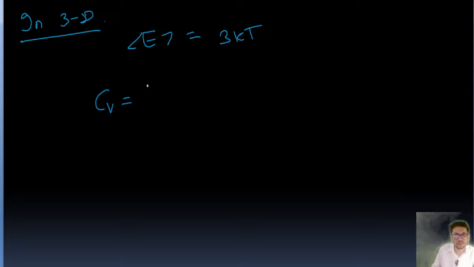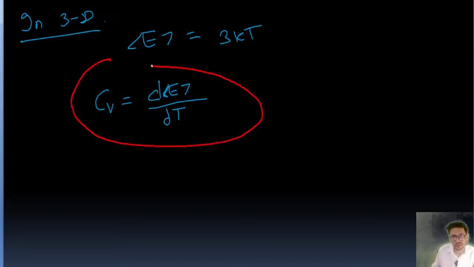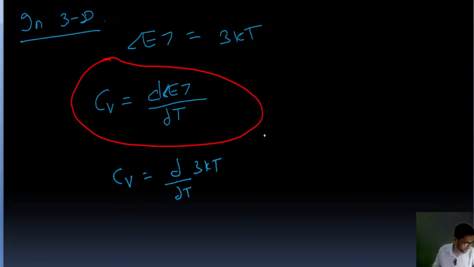Important formula, guys, you need to note down: C_V is d(average E)/dT. So we'll put the value. C_V is d/dT of 3kT, and because we are talking about N atoms, it is going to be 3NkT.